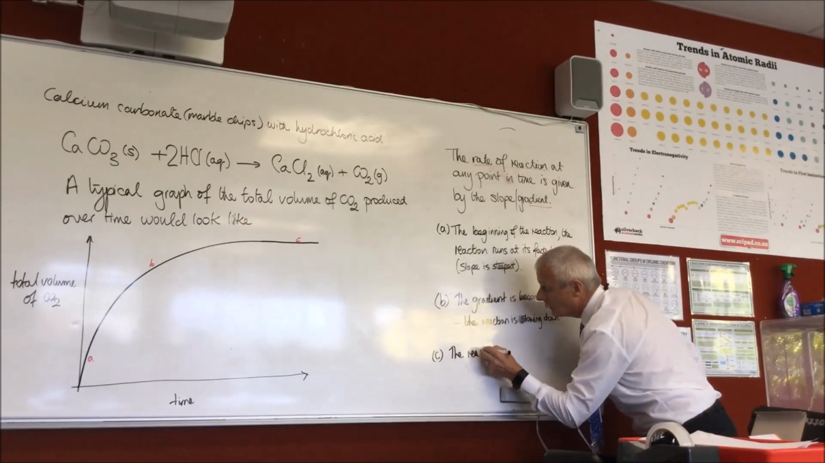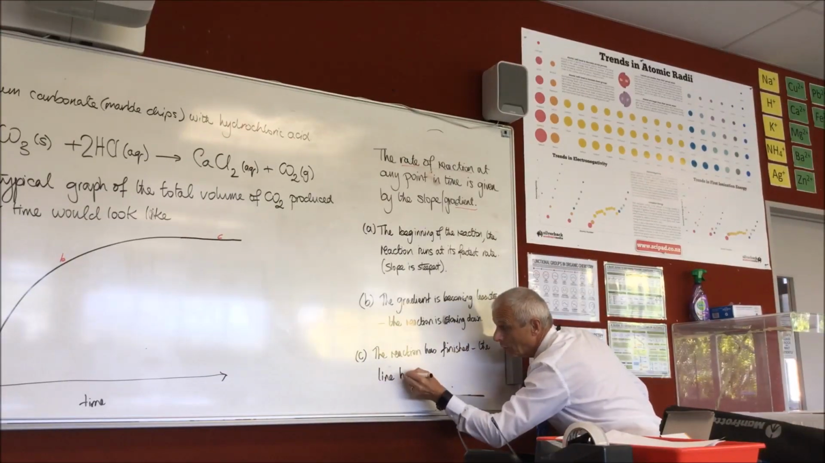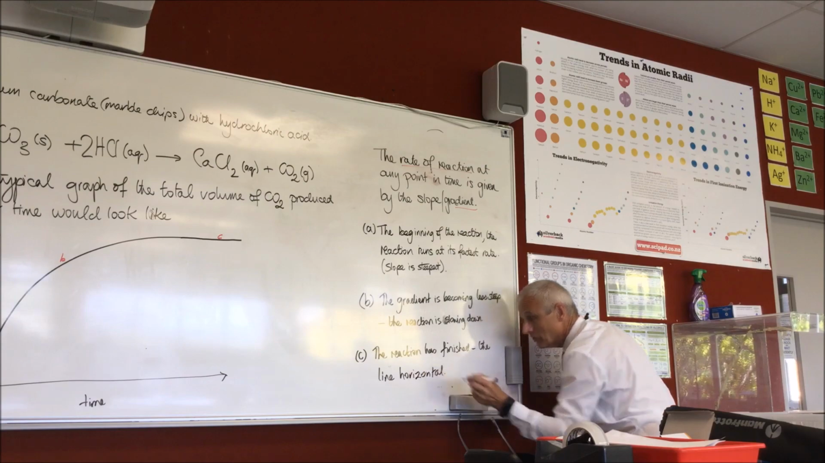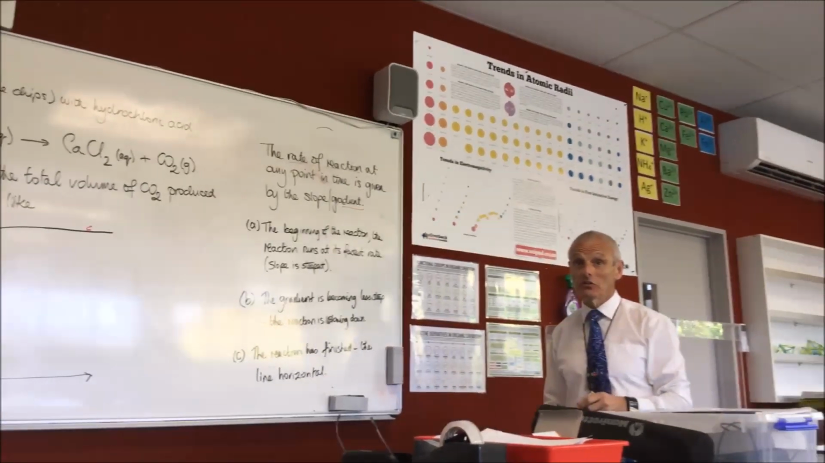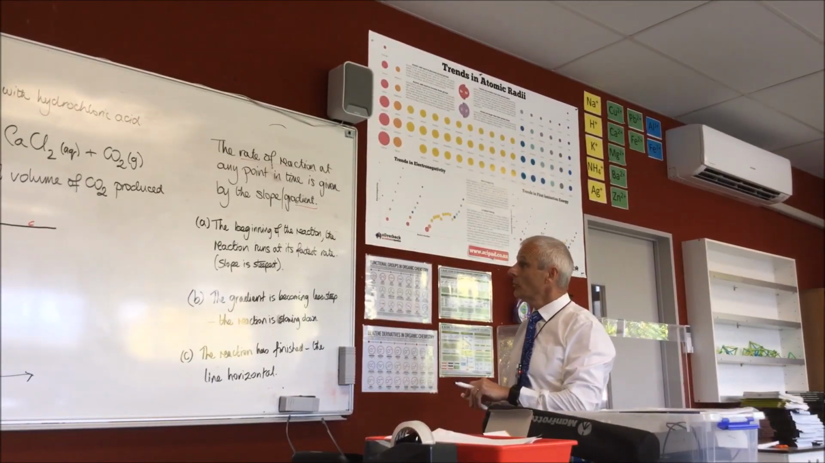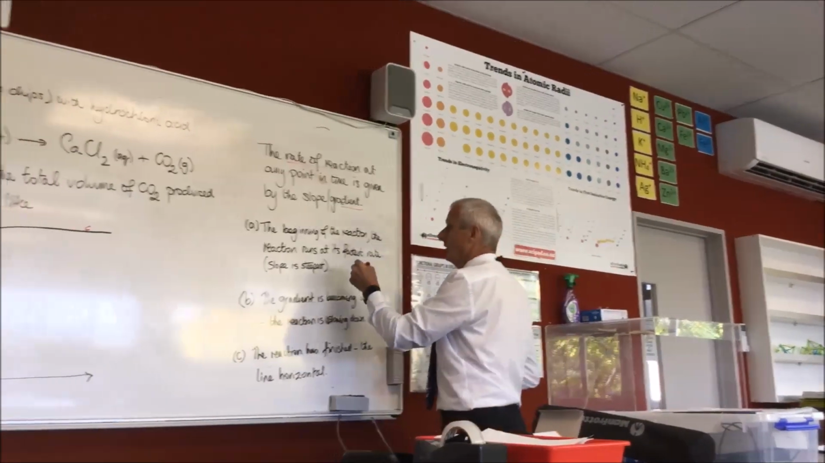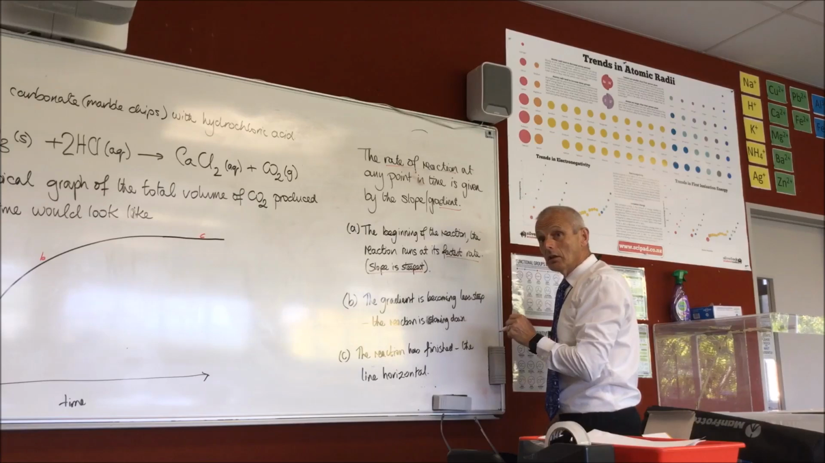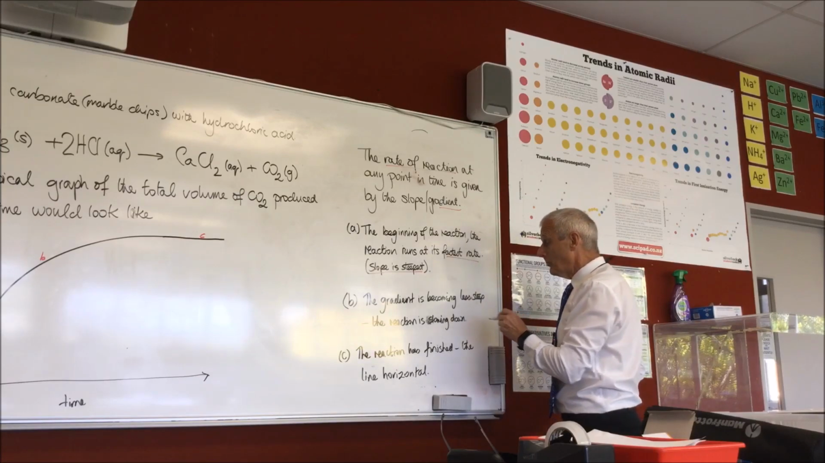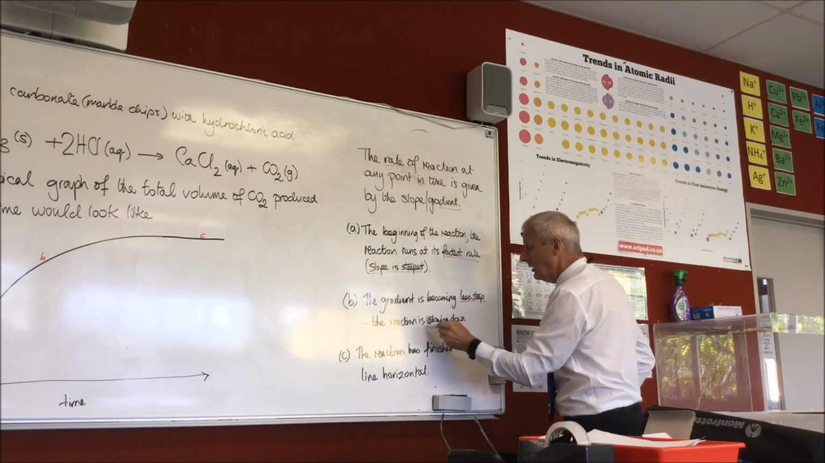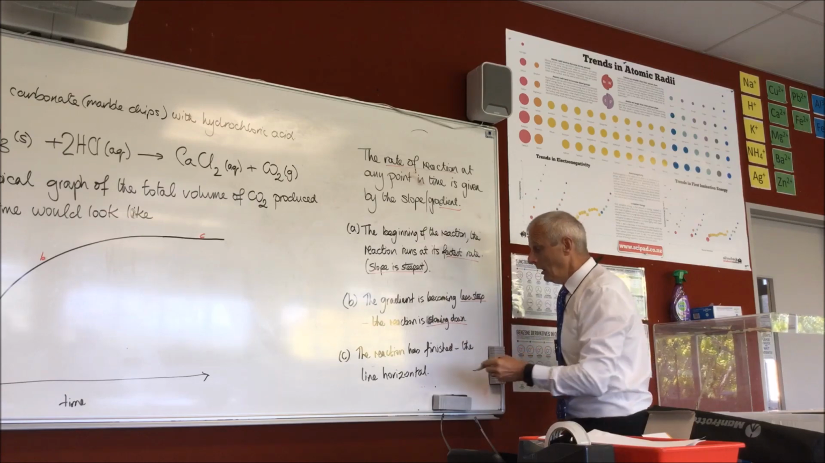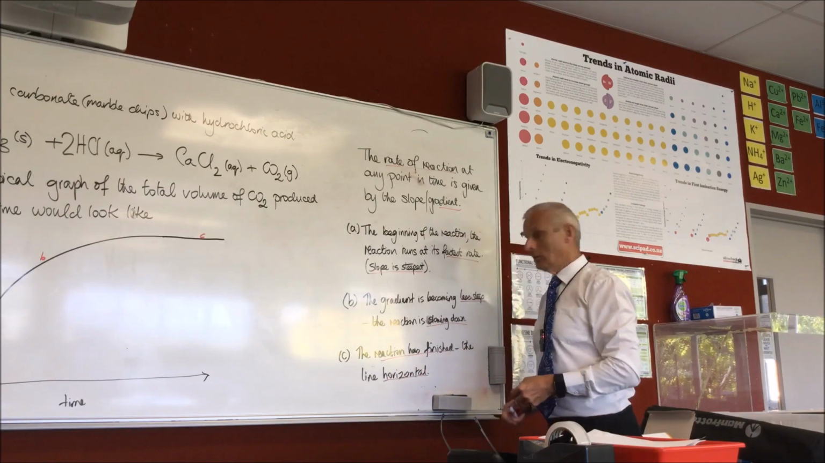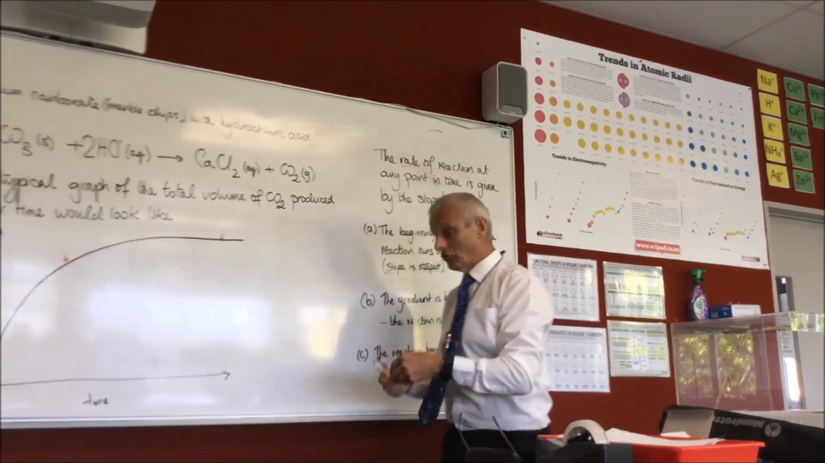Okay? The important thing is that the line is now horizontal. If it's not horizontal, the reaction hasn't finished. Okay? So we're looking at the beginning of the reaction. You've got the steepest slope, so the fastest rate. As time goes by, the line's becoming less steep, so the reaction's slowing down. And then at the end of the reaction, you've got a horizontal line, so the actual reaction stopped.